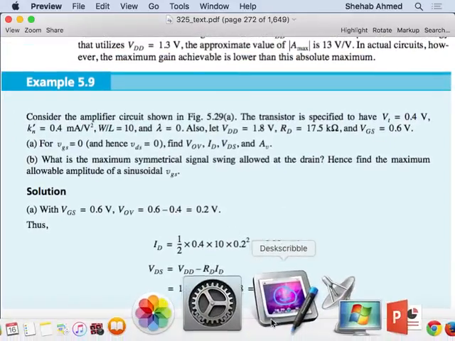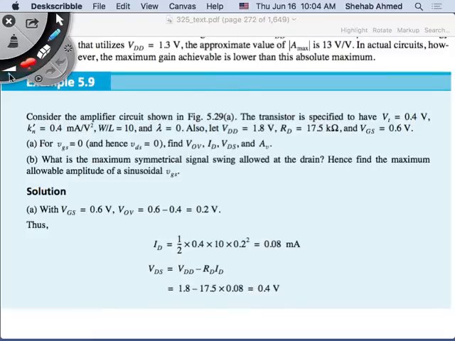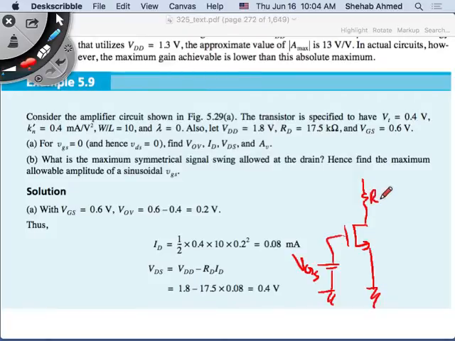Okay, so back to our example here. I erased the MOSFET. So we have our MOSFET, our VGS, capital VGS, source is ground, RD, VDD, and this is my ID. Find VOV, ID, VDS, and AV.